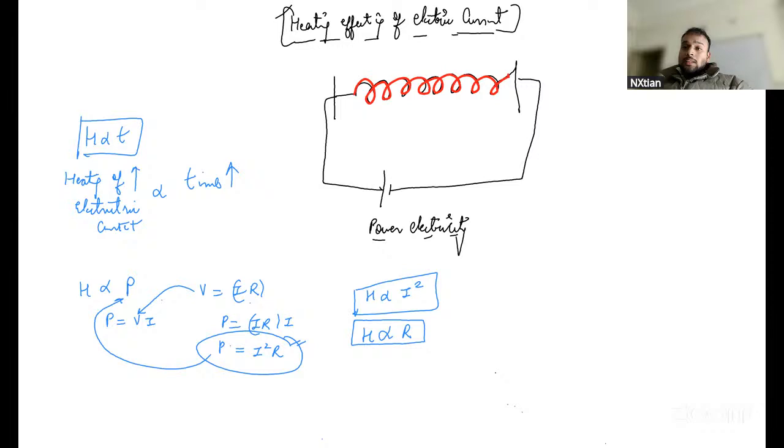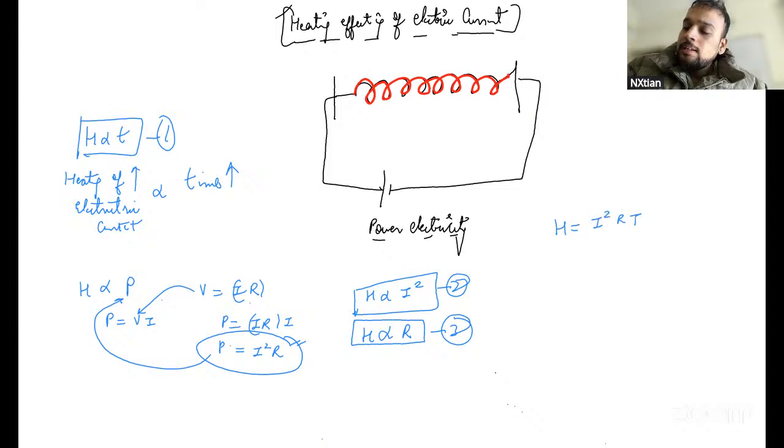For example, we'll take an example of an iron. In the iron, the iron plate has a lot of heat, which makes the iron hot, and we are using it for the clothes. Did you understand? So from the first, second and third, we got a formula. H is equal to I square RT.